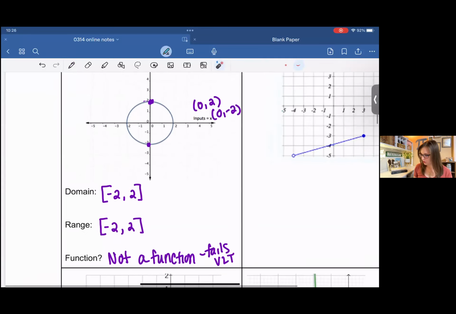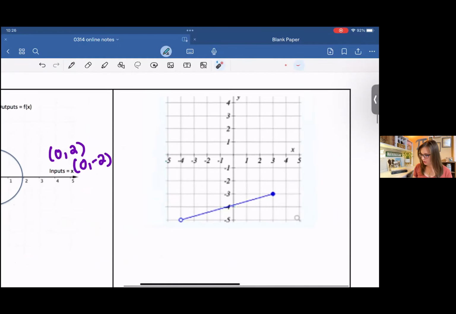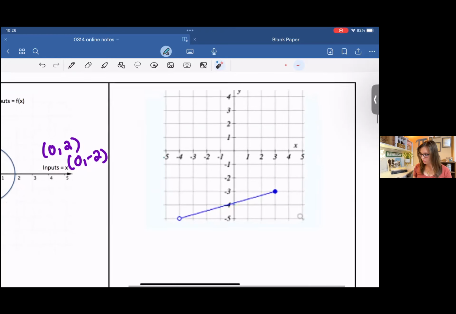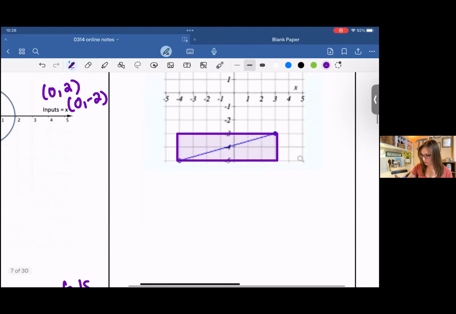Okay, let's try this next one here. We've got a line. On one end, we have an open circle, and on the other end, we have a closed circle. So that's going to play into our interval notation. I'm going to draw a little box around where I have graph. And that's going to help me see the possible x's and the possible y's for domain and range.